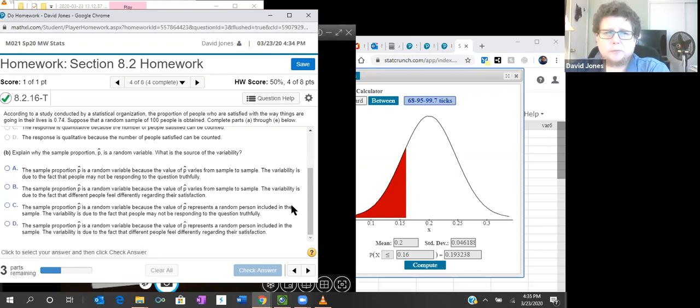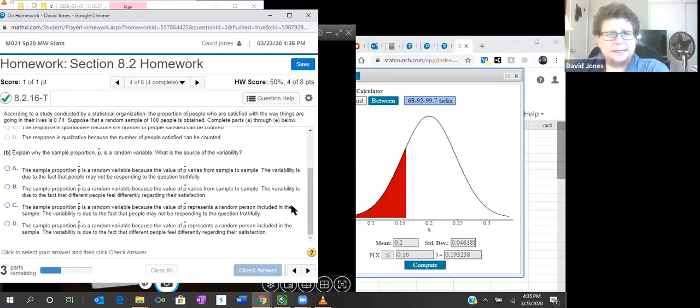Response A, the sample proportion p hat is a random variable because the value of p hat varies from sample to sample. This is true. The variability is due to the fact that people may not be responding to the question truthfully. Well, that's possible, but why would people lie? Why would you lie about it? I'm going to guess that's not the one, but let's put it on the back burner. It might be.